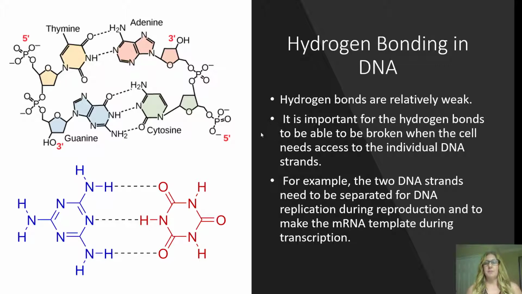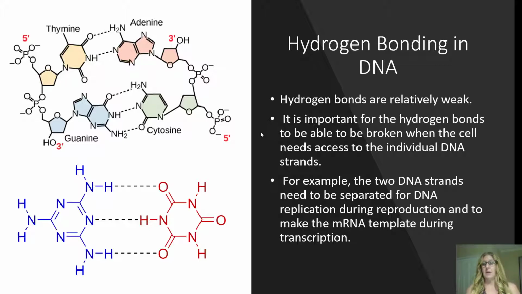So why hydrogen bonding? Hydrogen bonding, which hopefully you remember from chemistry or from your introductory biology classes, is extremely weak. So why would we want such a weak bond for such an important molecule? Well, it's simply because we want this to be temporary. It's important for us to be able to break those hydrogen bonds whenever the cell or the mRNA or whatever machinery needs access to the DNA. It needs to be able to get to it when it needs it.